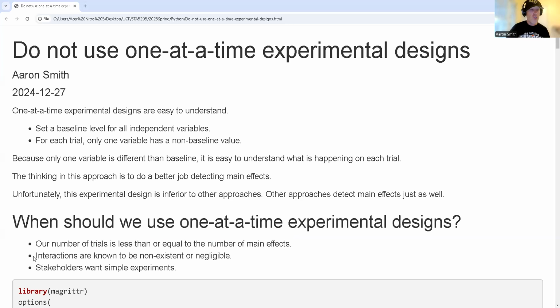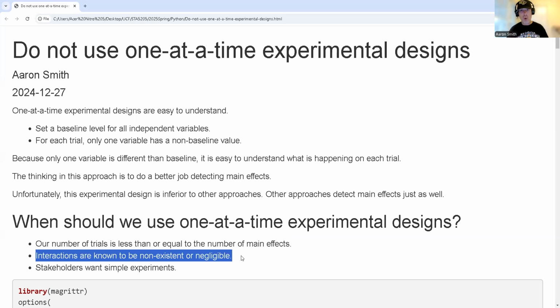Another situation where this isn't that bad is if I know a priori that interactions are non-existent or so small that they're negligible and I can just ignore them. If I'm in that situation, one at a time experimental designs are going to be all right because the shortcomings aren't going to come to bear as much.